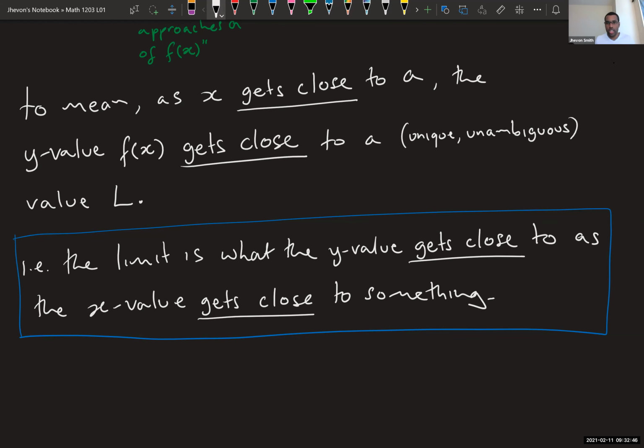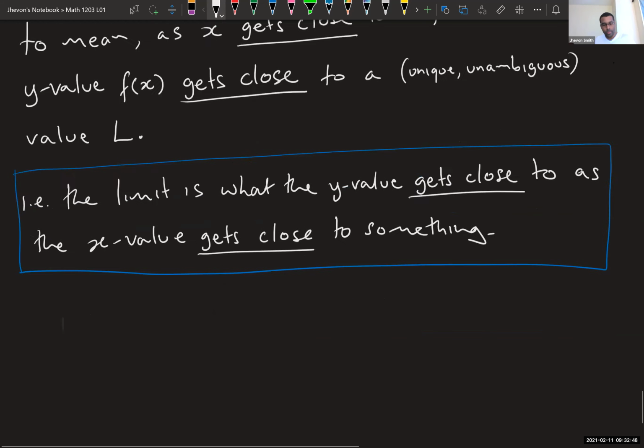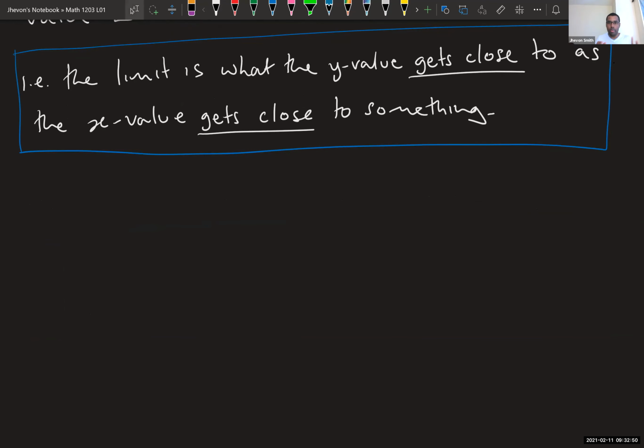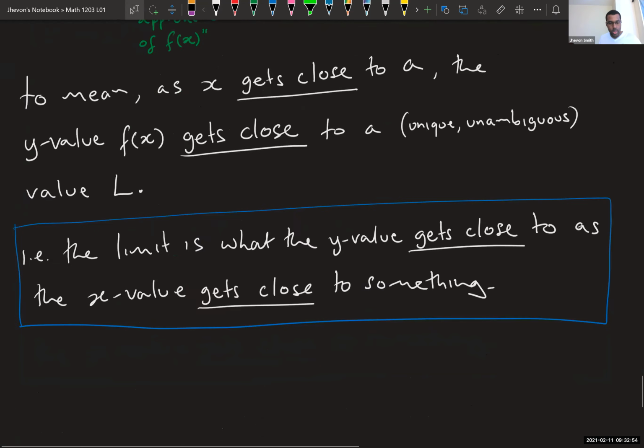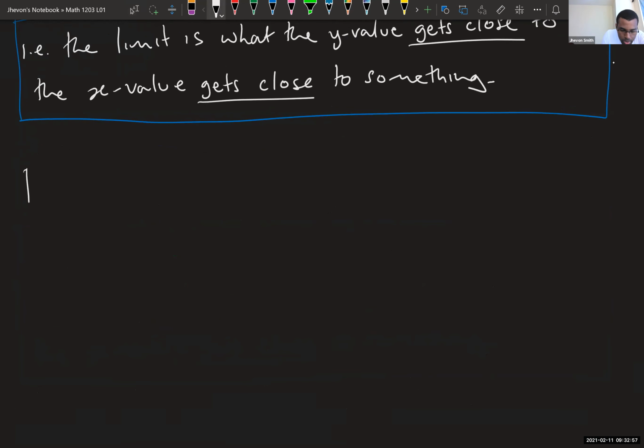So let's actually do some examples. And we can start to really get what this definition is trying to say. Again, we're going to expand on this. We're going to do more complicated examples. I'm going to give you properties of limits, and that's all going to be good.